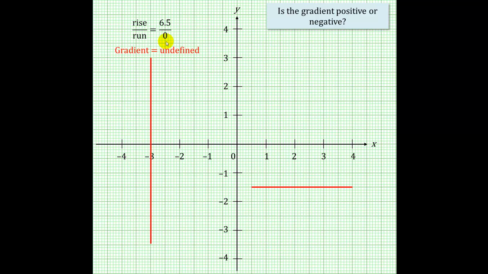What about the gradient of this horizontal line? Yes, it is 0 because the rise is 0 and the run is 3.5. 0 divided by anything is still 0.